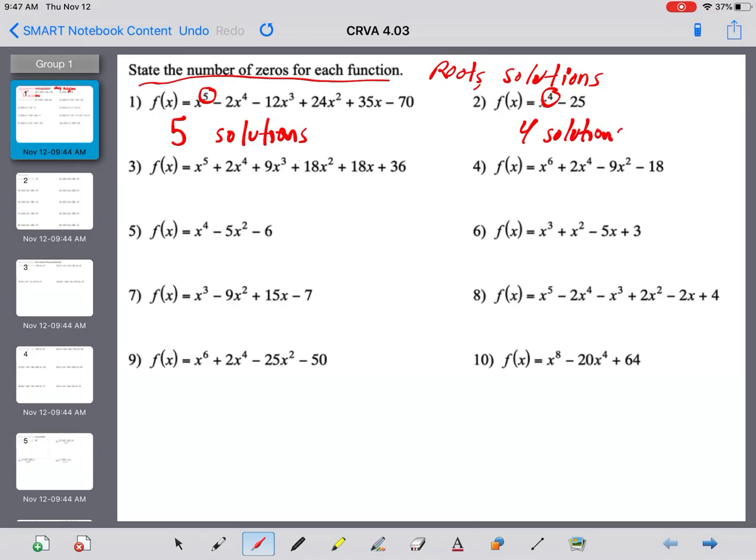Yes, folks, it is that easy. You probably thought the fundamental theorem of algebra was going to be really scary. Let's just find the highest degree in the polynomial, and that's the number of solutions. Number 10 has got 8 solutions, potentially. Cool.